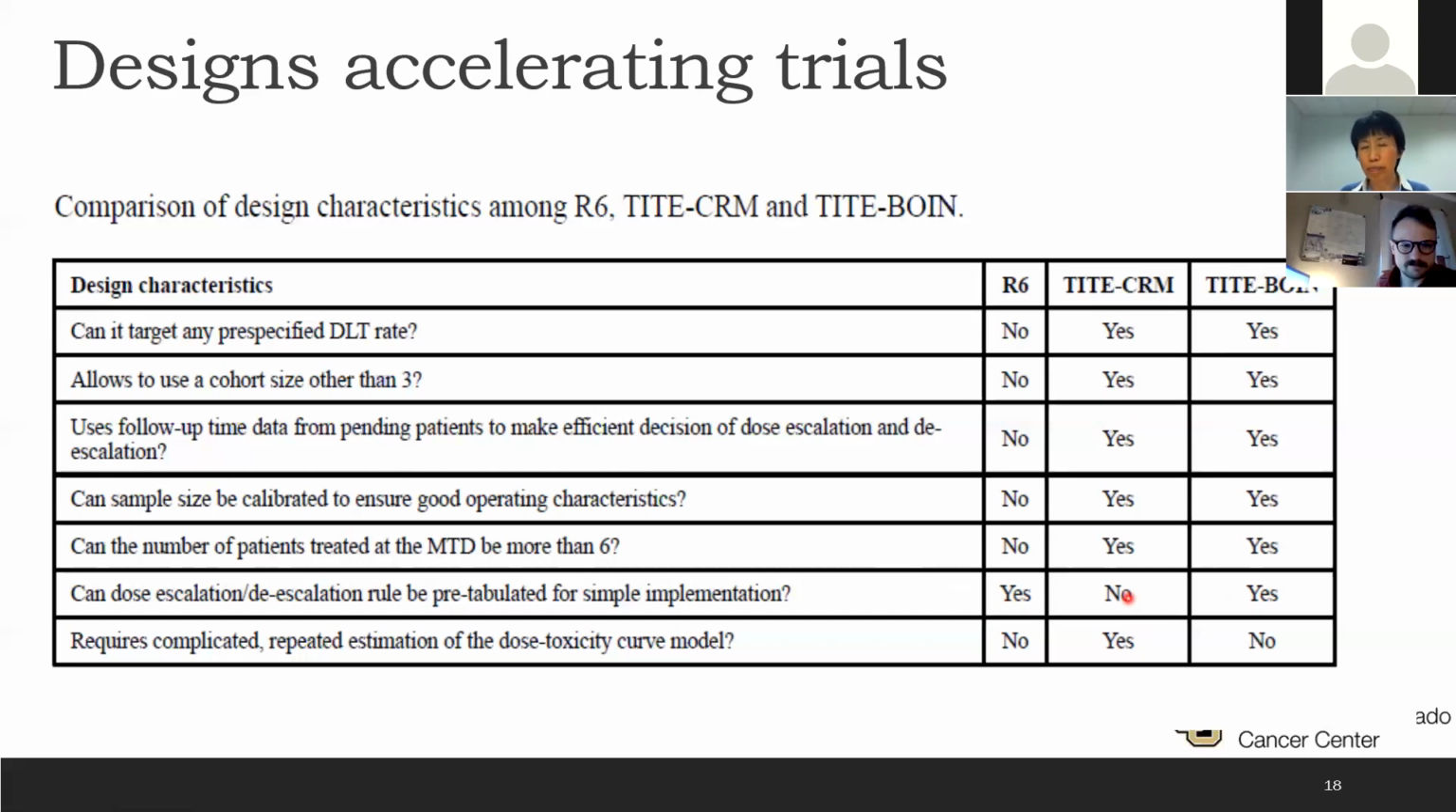As it's a model-based design, we need to repeatedly run the model to update the model parameters. Does it require complicated repeated estimation of the dose-toxicity curve model? Yes, that's true for the time-to-event CRM. However, that's not true for rolling 6 and the time-to-event BOIN design.